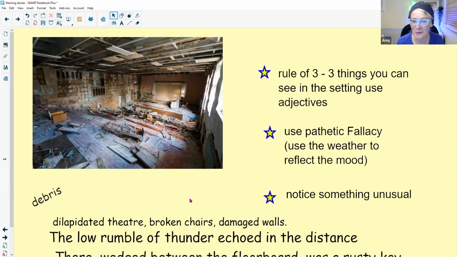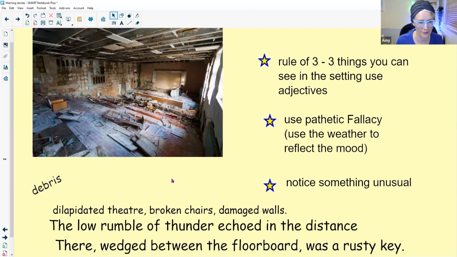The second thing we did was we talked about pathetic fallacy. This was something that we mentioned in the previous lesson, when authors use the weather to reflect the mood or give a hint about the atmosphere that's going on. It's often used in a negative way, so it's often used with things like the wind or hailstones or storms. So my example that I gave here was, a low rumble of thunder echoed in the distance. And then the children had a go of thinking of one of their own.